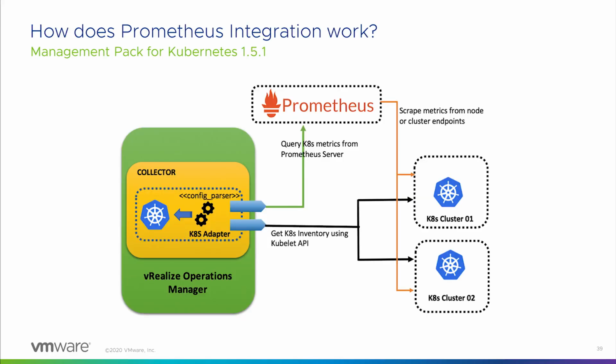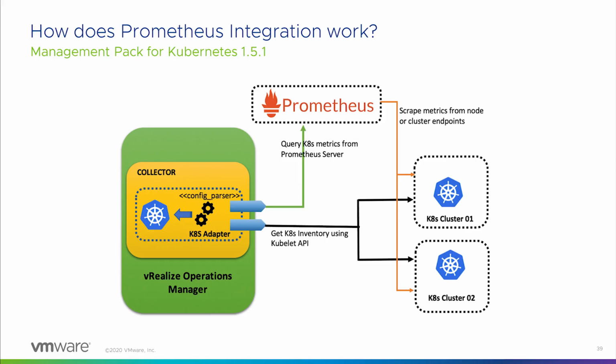So this sounds great, but how does it all work? Well, the management pack for Kubernetes has a Kubernetes adapter, and that adapter is responsible for collecting the inventory for your Kubernetes clusters as well as the metrics that are associated with them. In cases where Prometheus is used as the means of collecting metrics, the Kubernetes adapter needs to make two connections. The first is to the Kube API, and this is what allows us to collect that inventory view of our Kubernetes clusters. So for example, what pods are running in what namespaces? What nodes do they run on? What are the configurations of these?